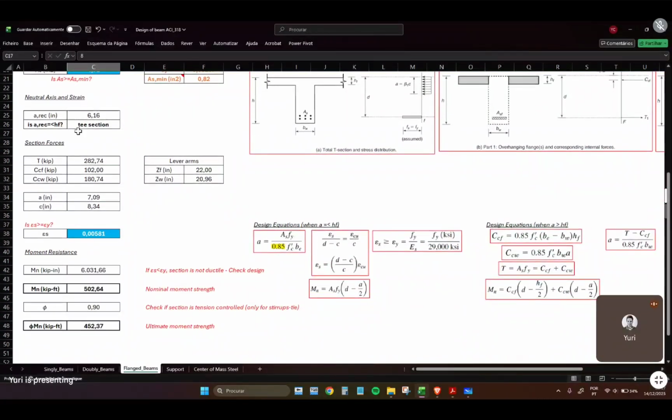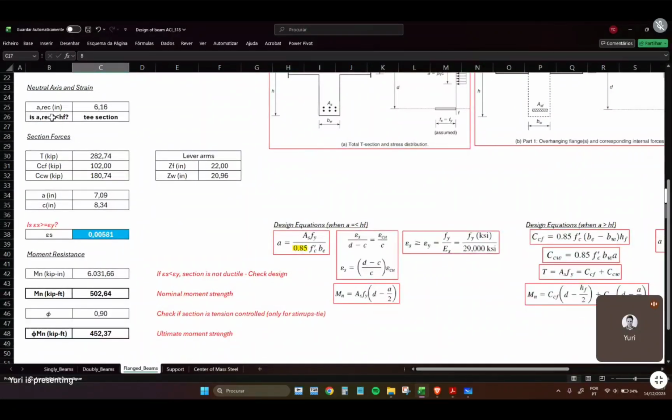The spreadsheet, sorry, first calculates the distance A for a rectangle section, which gives us 6.16, as we did in the exercise, and then tells us it's a T section. And then it calculates the forces of the section, the force CF and the force CW, 102 and 180.72. It is an approximation since we are actually calculating the cross-section areas without any error.